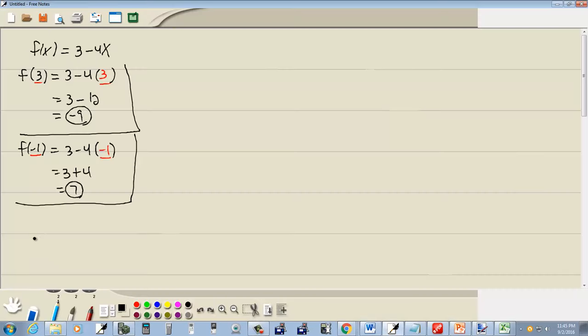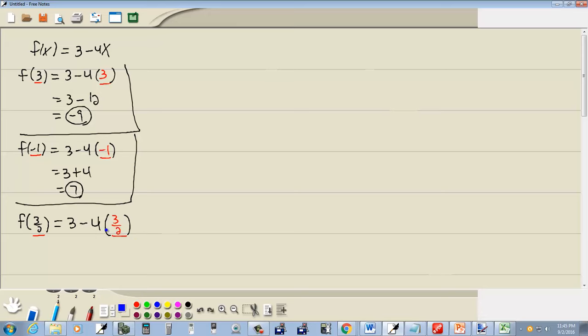Next one is f of 3 halves. Again, we go to our original function. Everywhere we have an x, we put in parentheses. So we got 3 minus 4, and then we'll put parentheses here. Now whatever's inside the parentheses here is automatically what goes right here. So put in 3 halves there.